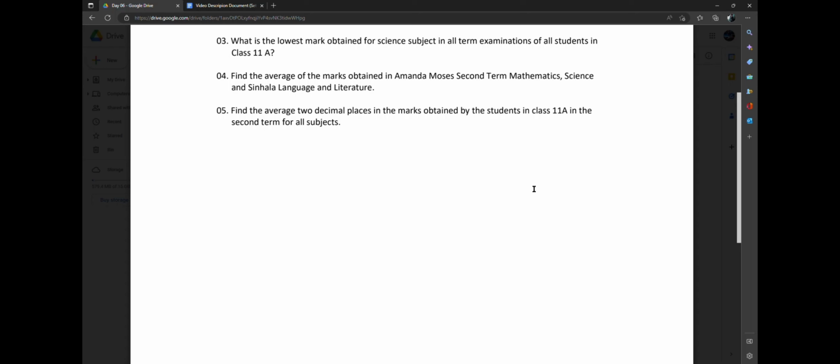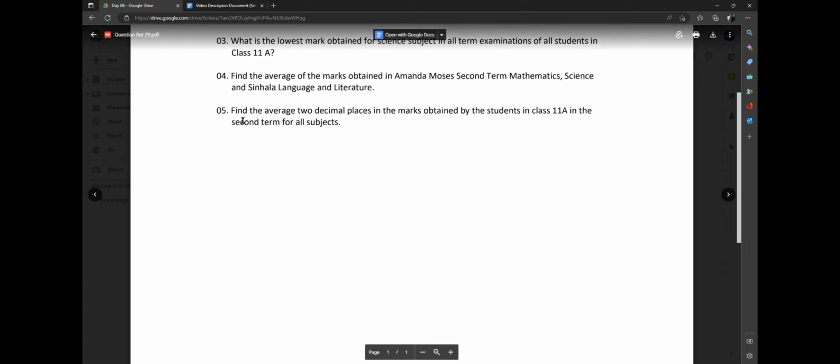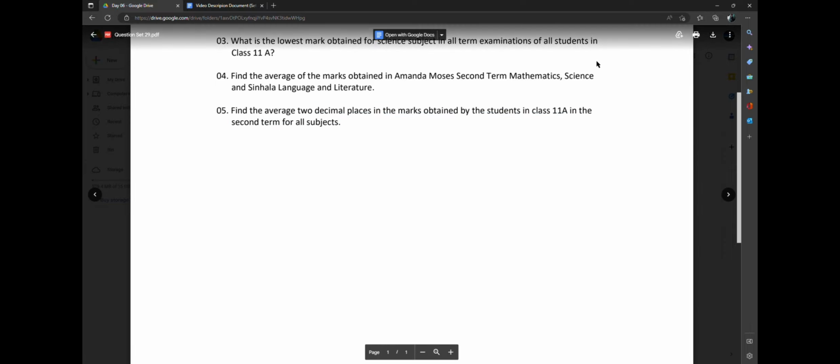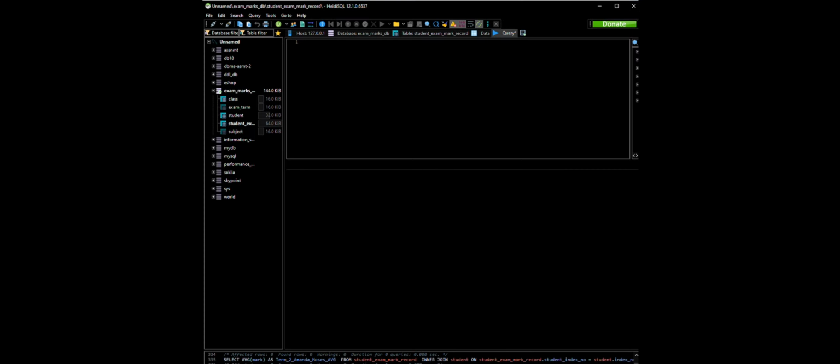And our final question: find the average to 2 decimal places in the marks obtained by the students in class 11A in the second term for all the subjects. Alright, so let's answer this question in our HeidiSQL. So our fifth question asks us the average to 2 decimal places in the marks obtained by the students in class 11A in the second term for all the subjects.